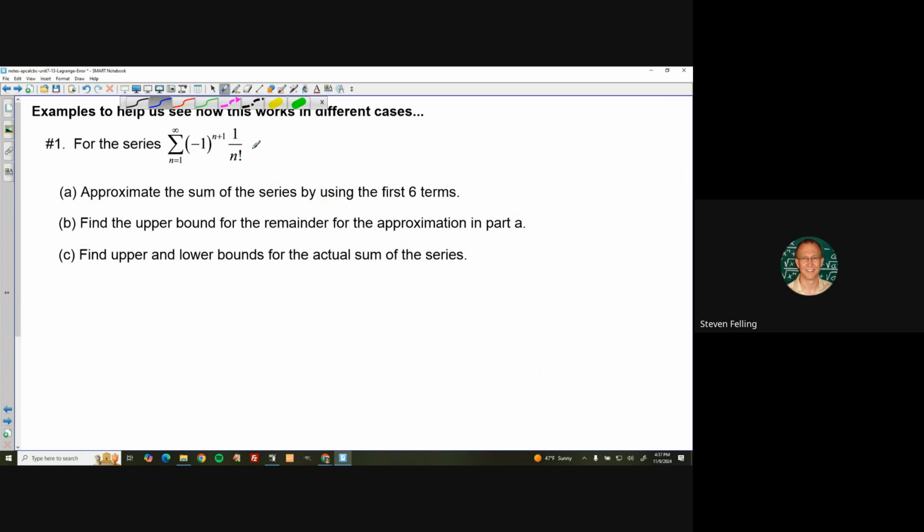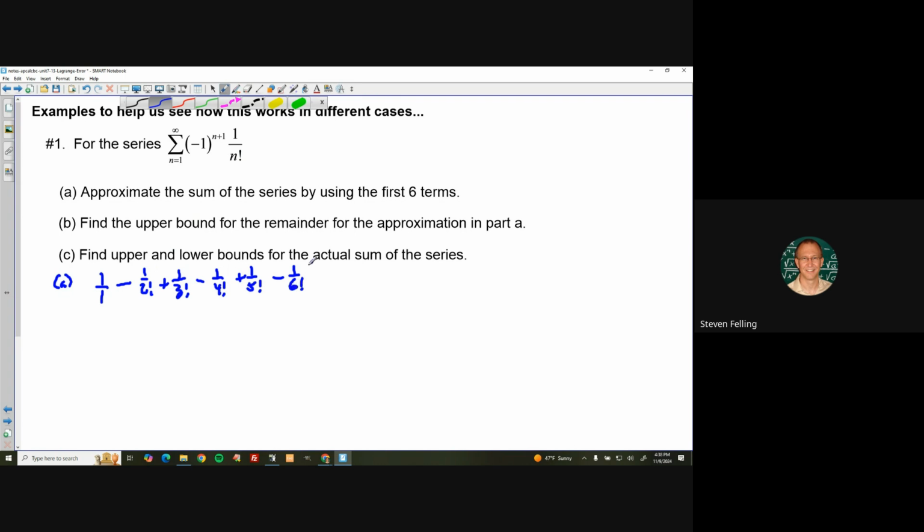Here is an alternating series, and we want to first just approximate the sum of the series by using the first 6 terms. So for part A, we would write out the first 6 terms of this series. If I plug a 1 in here, I have negative 1 to the 2 power, which is positive 1 over 1 factorial. So the first term is 1 over 1. This is an alternating series, so the next one is negative 1 over 2 factorial, then plus 1 over 3 factorial, minus 1 over 4 factorial, plus 1 over 5 factorial, minus 1 over 6 factorial.